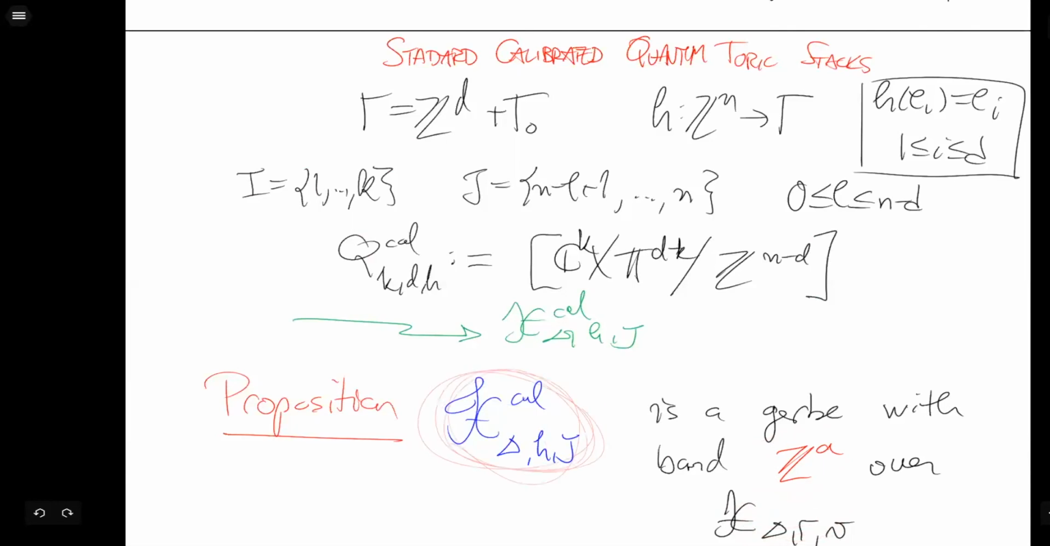So we have this calibrated quantum toric stack. And the moduli space of calibrated quantum toric stacks will be a nice desingularization of this other moduli space, and that's also the reason why we introduce it. Anyway, that's all for today, obviously.